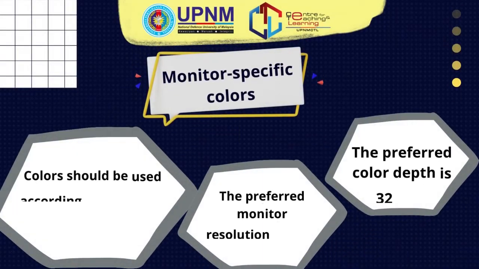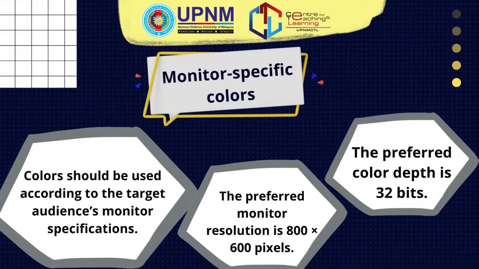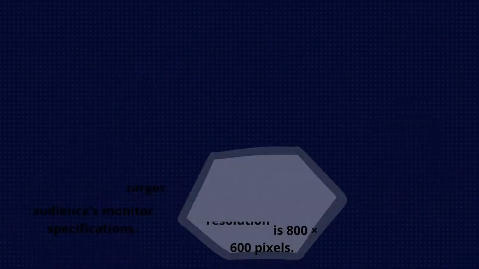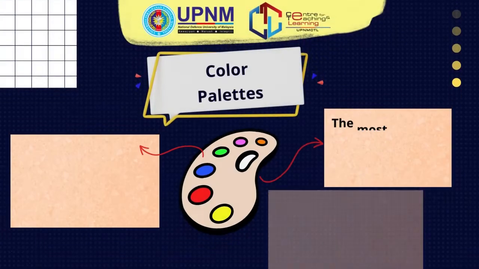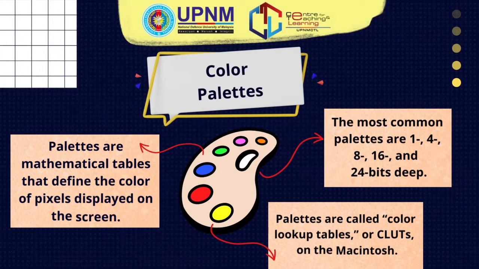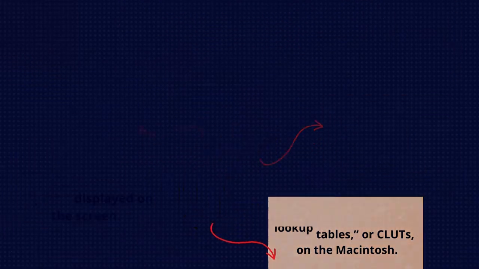Monitor-specific colors. Colors should be used according to the target audience's monitor specifications. The preferred monitor resolution is 800 x 600 pixels. The preferred color depth is 32 bits. Color palettes. Palettes are mathematical tables that define the color of pixels displayed on the screen. Palettes are called color lookup tables, or CLUTs, on the Macintosh. The most common palettes are 1, 4, 8, 16, and 24 bits deep.